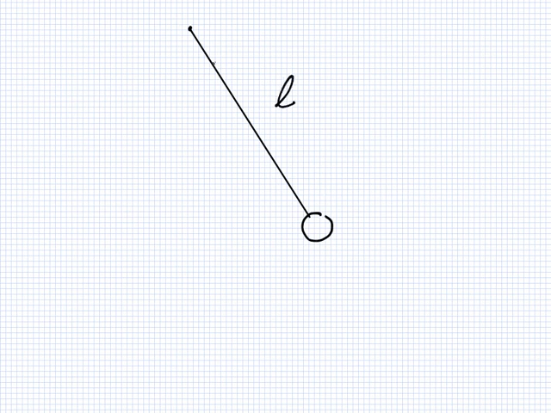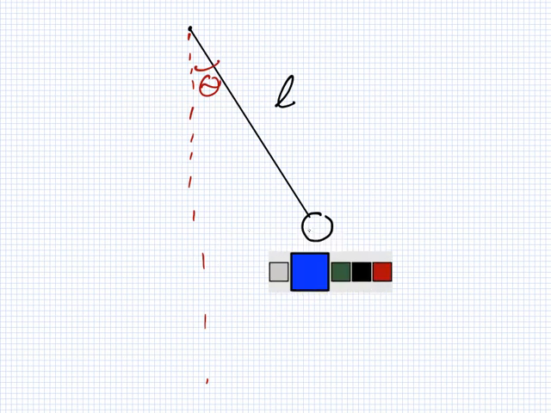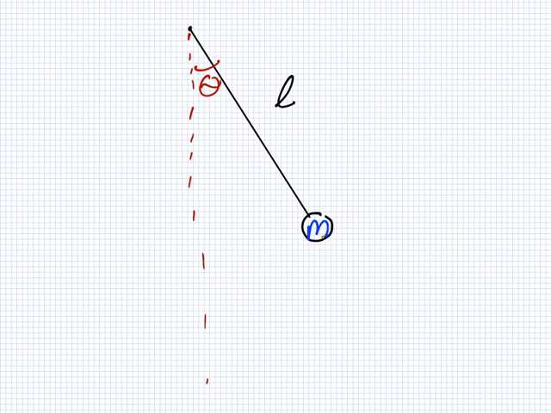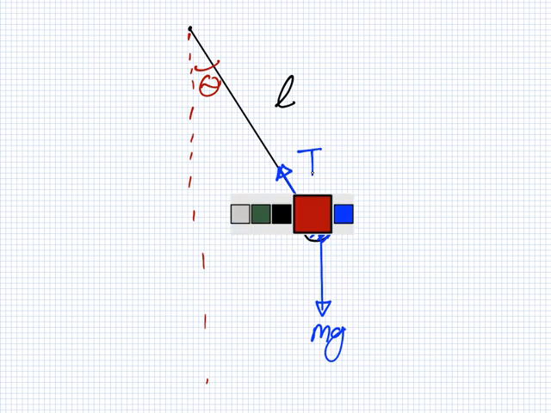Let's have a look and study this in a bit more detail. So here's the pendulum. We'll say it has a length L, we'll call this angle theta, and we'll say it has a mass m. There are two forces on the pendulum. What are the two forces on the pendulum? Gravity, good. So there's an mg here. And also the tension force in the string.